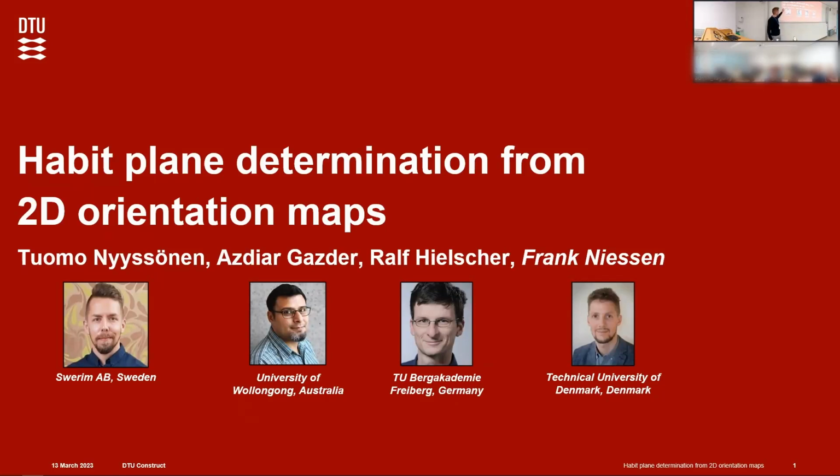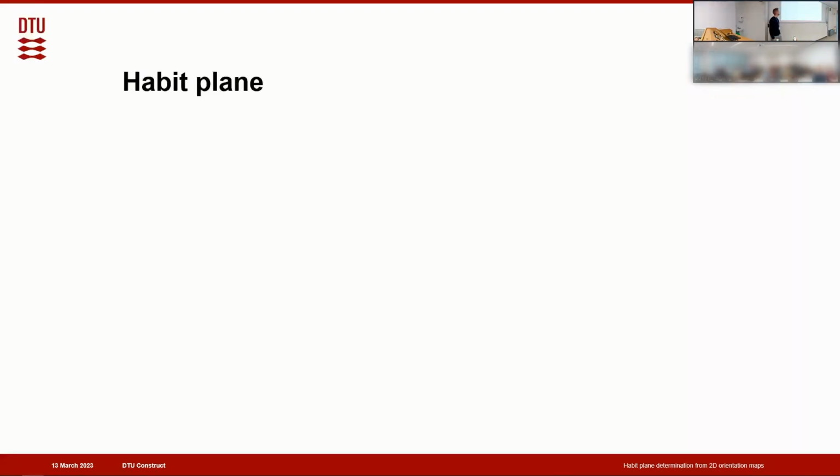So this is a collaboration between Tuomo Nissinen, Aste Gaster, Ralf Hielscher and myself, which started with the implementation of parent grain reconstruction in MTEX. And now with those new possibilities, we've extended the capability to also look at habit plane determination from 2D orientation maps. New features have been shipped with MTEX 5.9, which now realize this kind of functionality.